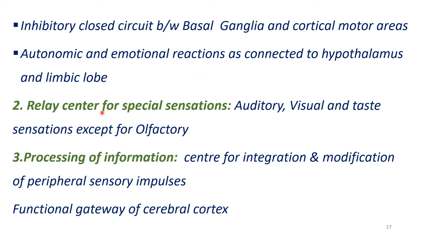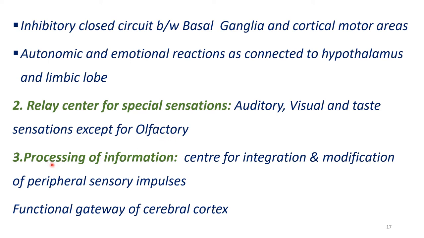Then it is a relay center for specific sensations like auditory, which is via the medial geniculate body, and visual, via the lateral geniculate body, which send their impulses to the temporal lobe for auditory and the occipital lobe for visual, and taste sensations, except for the olfactory sensations. The taste sensations are relayed to the inferior part of the post-central gyrus, and this is very, very important. So almost all the sensations are relayed via the thalamus except for the olfactory sensations. Olfactory sensations are not relayed in the thalamus, they go directly to the cortex.